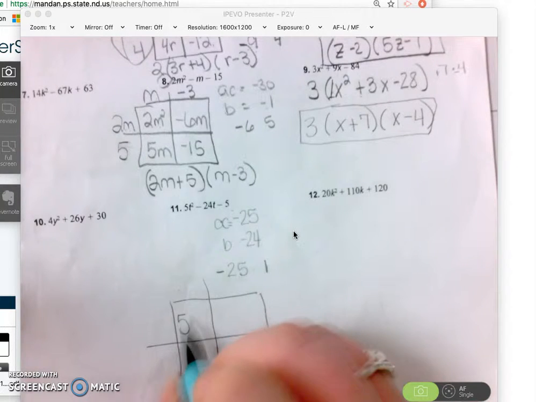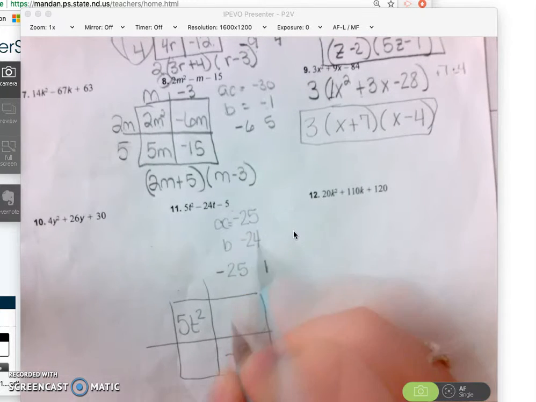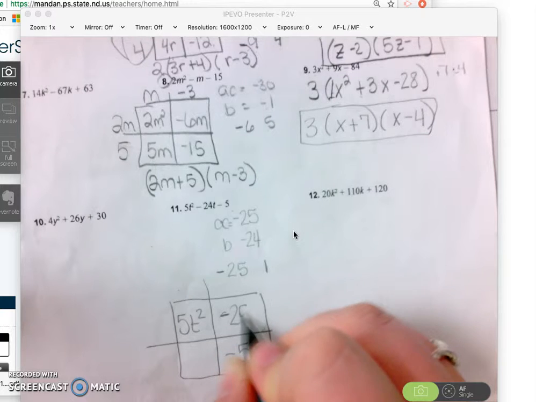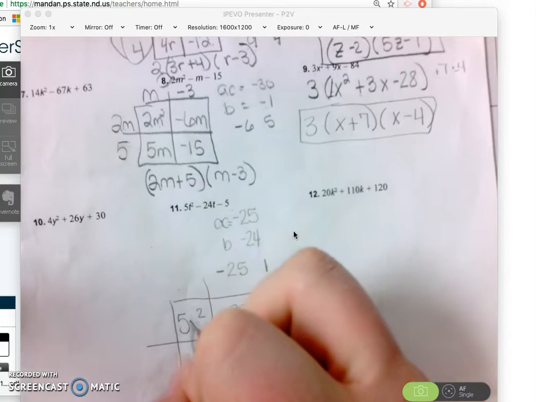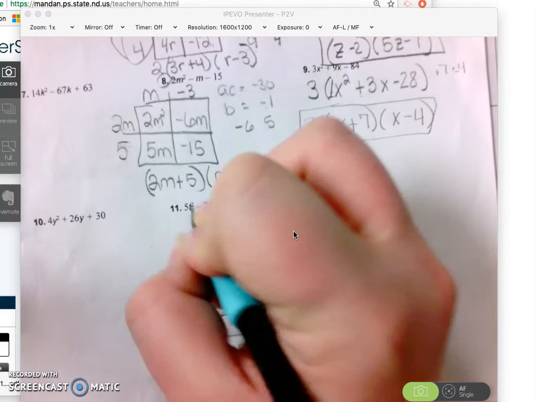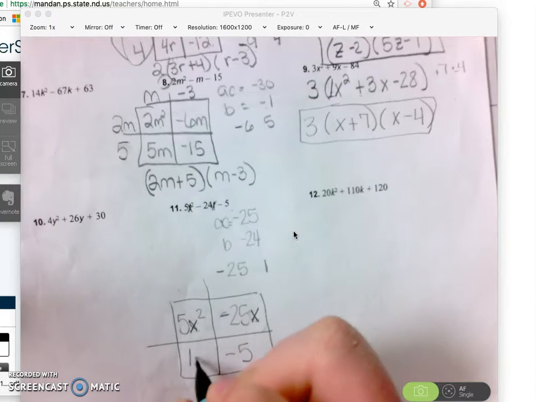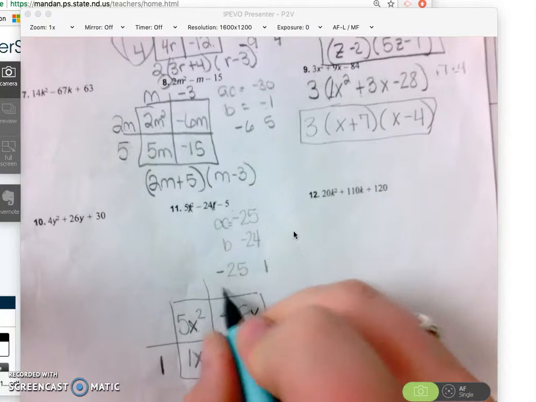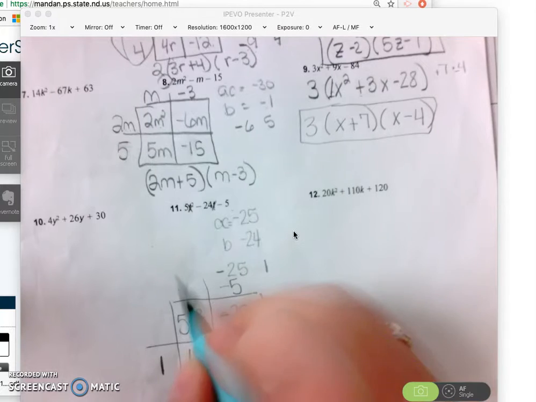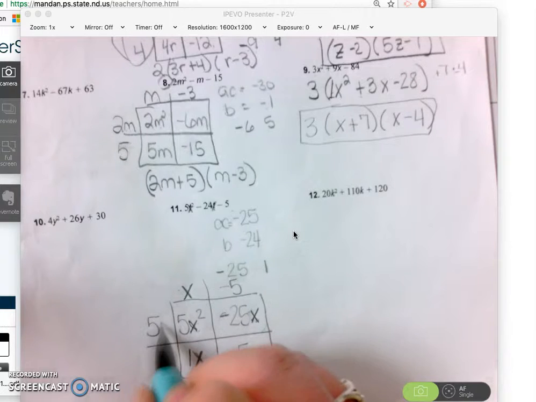Remembering that my 5t goes in here, my negative 5 goes in here, then negative 25t. And this is when I might change this letter to x because I don't like t as a variable. And a positive 1x. So what do these have in common? Probably a 1. This has in common a negative 5. These have in common an x. These have in common a 5x.